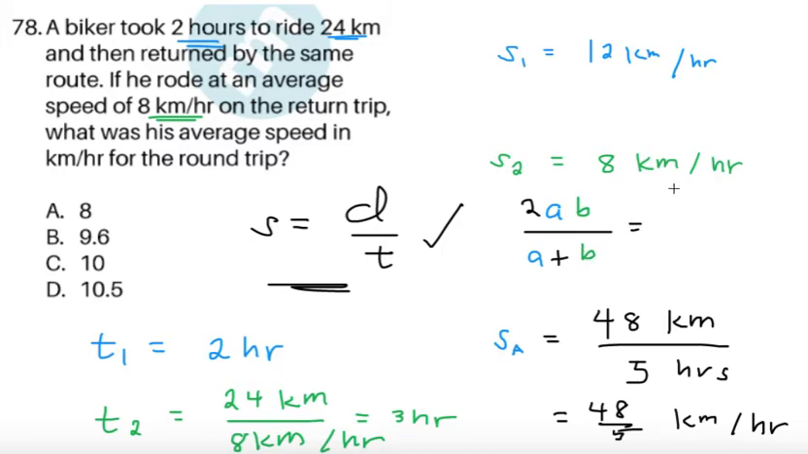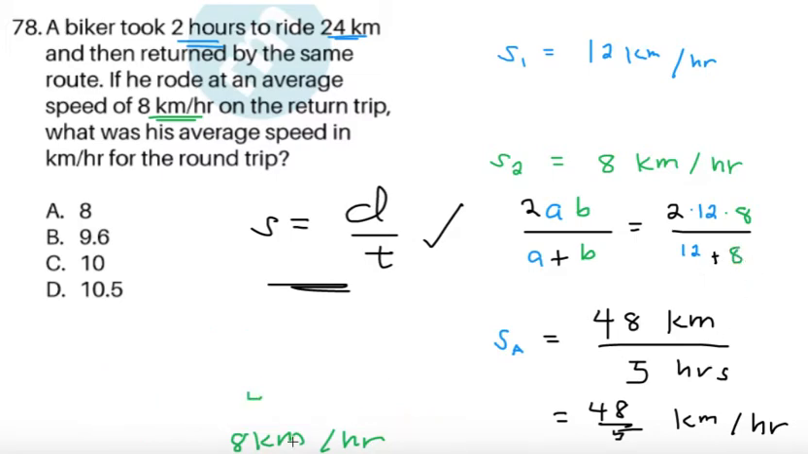So substituting these two values, we'll have 2 times 12 times 8 and then divide it by 12 plus 8. Now, we can easily compare these two.